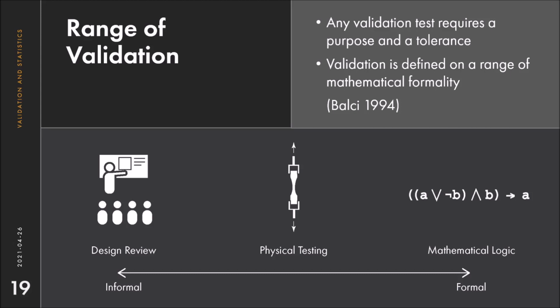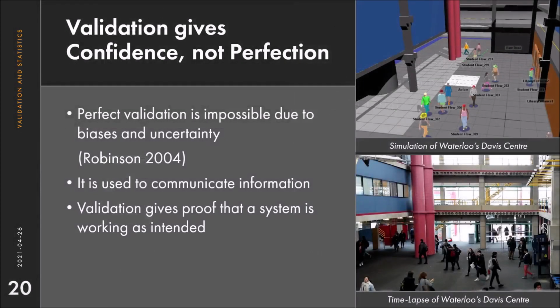Validation can be as informal as a design review, as seen in architecture, physical testing, as seen in material science, or formal mathematical logic, as seen in computer science. Perfect validation for a simulation is impossible to achieve due to the biases in the models we create and the uncertainty of recording real-world data. However, validation is most effective for increasing the confidence of the model's output, so designers can rely on it to communicate information. In other words, if a design can meet some sort of criteria, then that can be used as proof that the information will be representative of the real world.